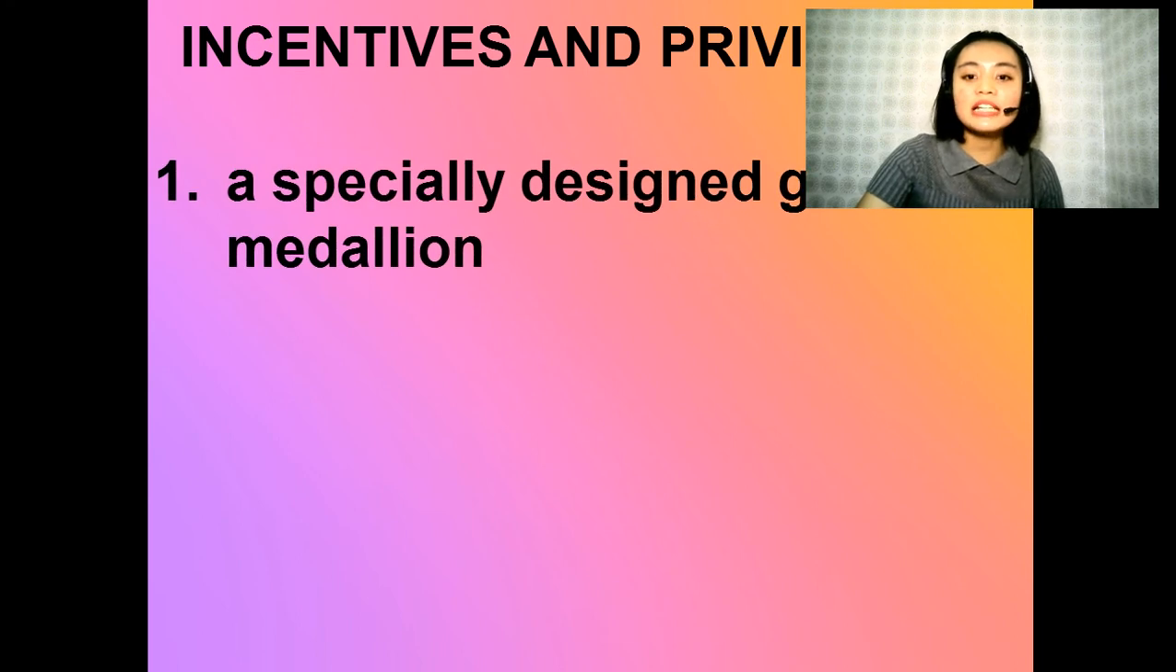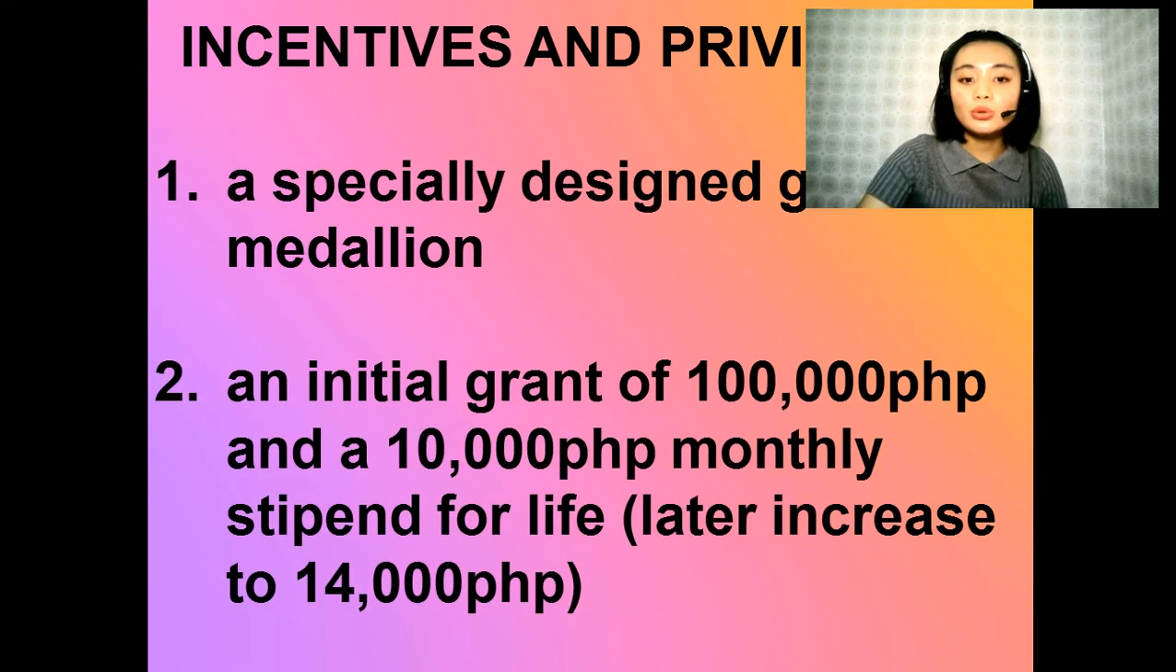Number one, specially designed gold medallion. So, meron ding medal. And number two, initial grant of 100,000 pesos. So, upon receiving the award, may kaakibat na yun na 100,000 pesos. After nila makareceive ng award and 100,000 pesos, the following months after, magkakaroon sila ng 10,000 monthly stipend for life. So, hanggang mamatay sila, meron na silang pension na 10,000 per month.